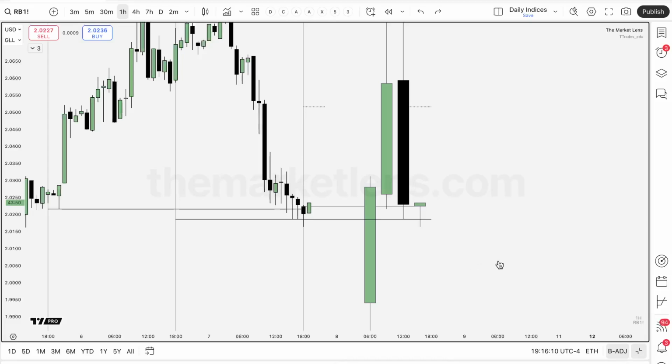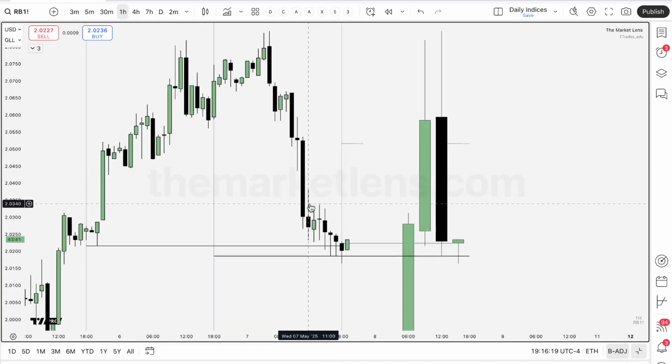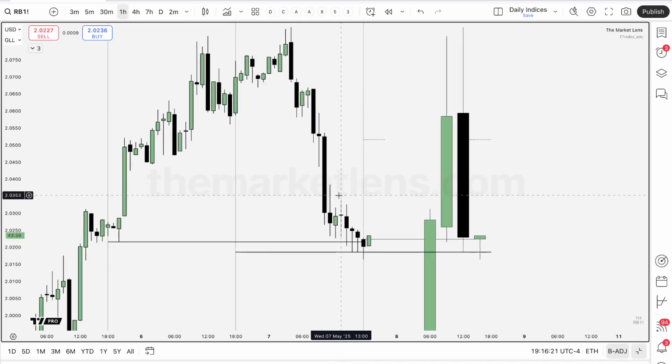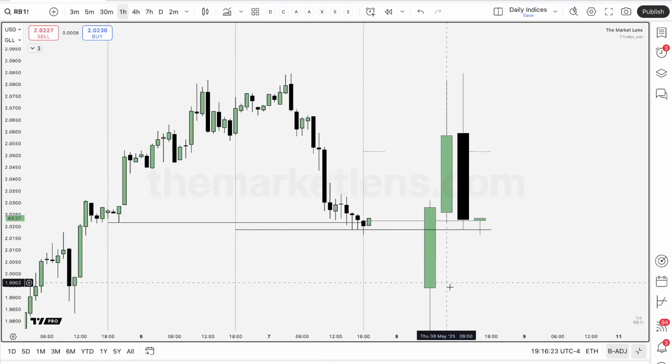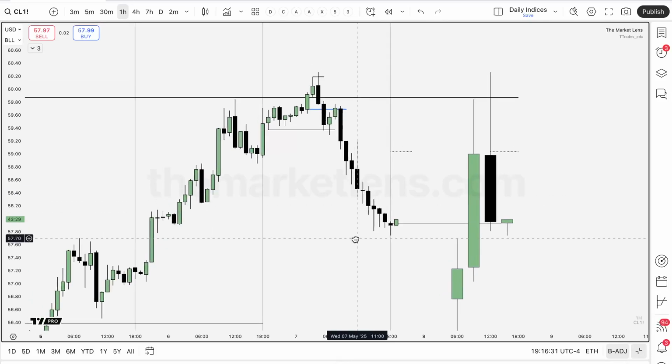You're done with oil. 11 a.m. candle. 11, I wouldn't have traded that, to be fair. Like, yeah, price is likely going for its overrun RB. Yeah, sure, you could trade that.